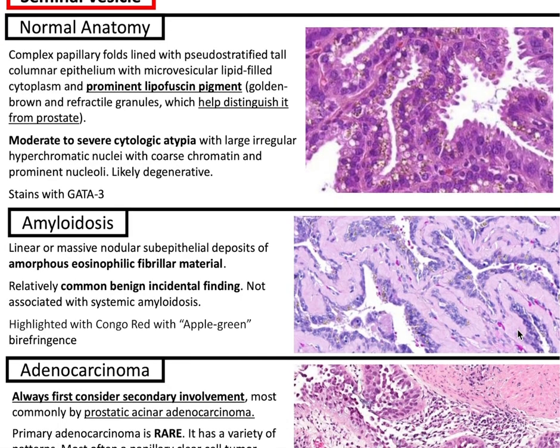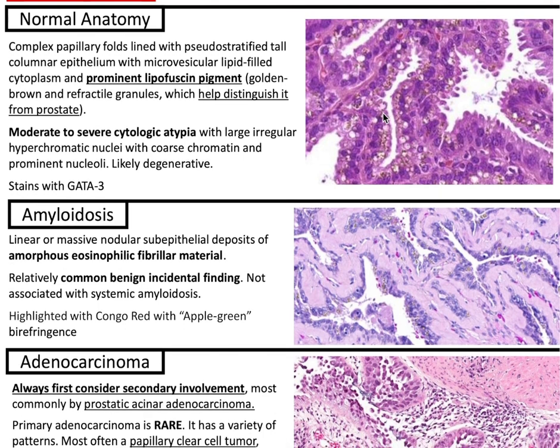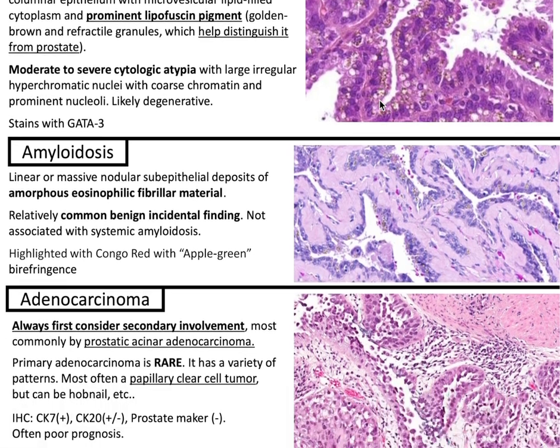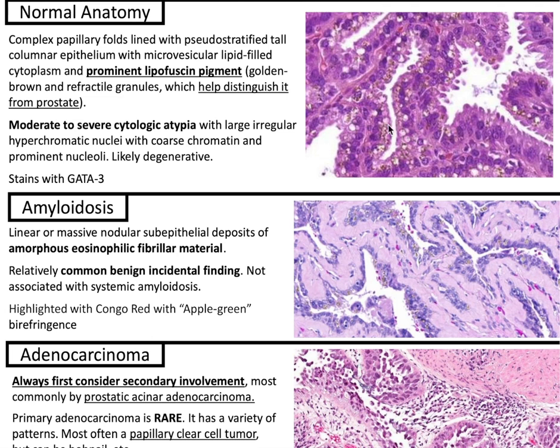Seminal vesicle, normal anatomy: these can look a little bit scary from low power and high power. You have complex papillary folds lined with pseudostratified tall columnar epithelium with microvesicular lipid-filled cytoplasm and prominent lipofuscin pigment, these golden brown refractile granules, which help distinguish it from prostate. You can have moderate to severe cytologic atypia with these hyperchromatic irregular nuclei. Some of them are called monster nuclei, and it has coarse chromatin and prominent nucleoli, and it's slightly degenerative, and it stains with GATA3. The big key is looking for that brown pigment.